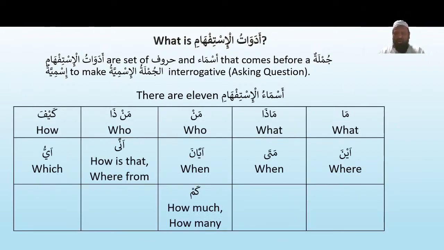We start from the right. Number one, ma means what. Madha also means what. Man, who. Man dha, who. Kayfa, how. Aina, where. Mata, when. Ayyana, when. Anna, how is that, or where from. It can mean both. The context will tell us which one to translate. Ayyu means which, and kam, how much or how many. So these are the 11 asma istifham.